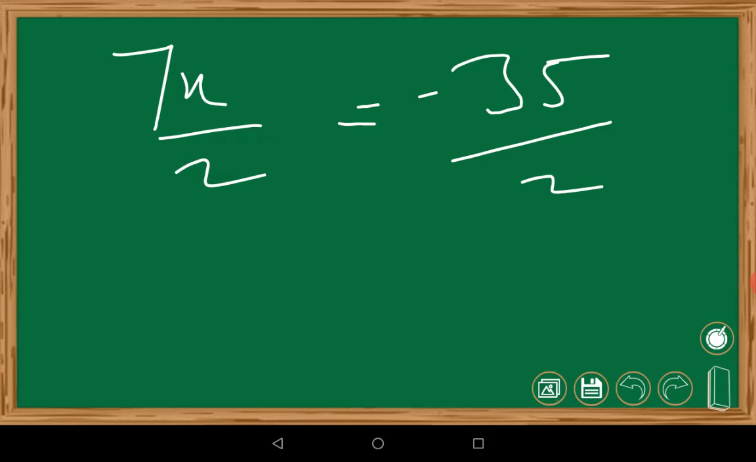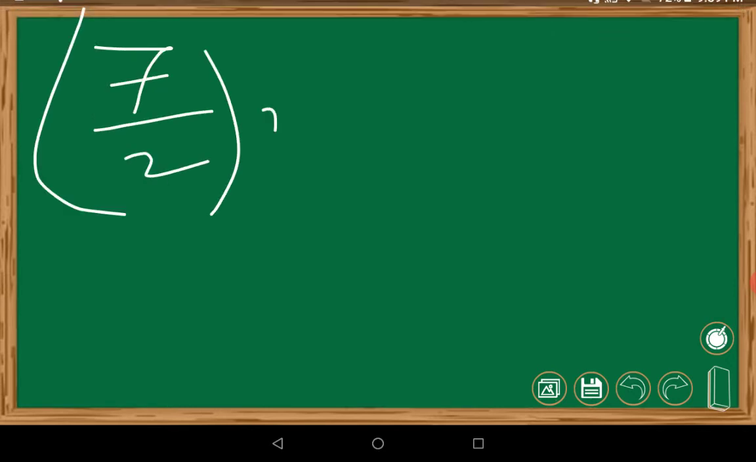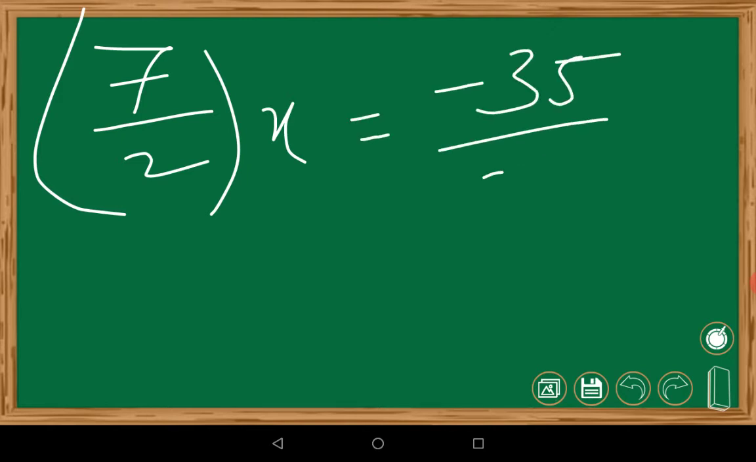So, one second. Let's write it again. So 7 by 2x, like this also we can write as I told. Now minus 35 by 2. Now what you're supposed to do, this 7 by 2 is in the form of multiplication. When it goes that side, it becomes division. So let's do that. So this 7 by 2 goes that side.